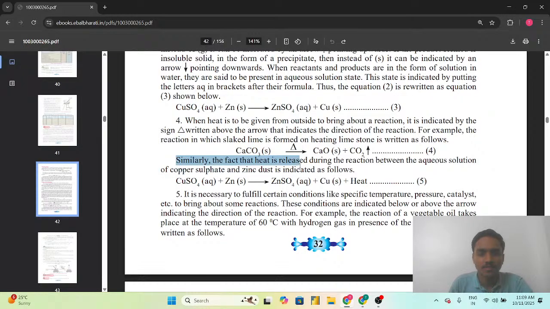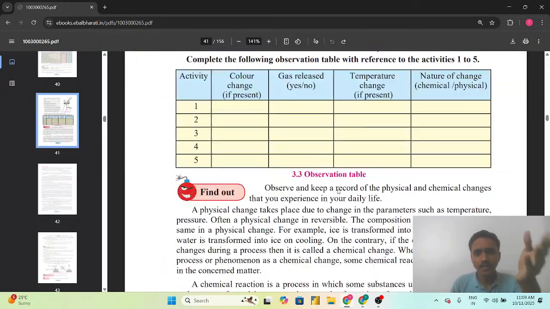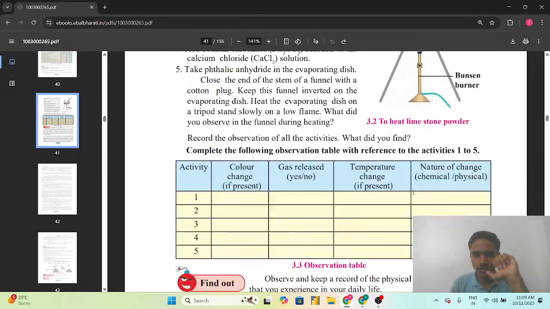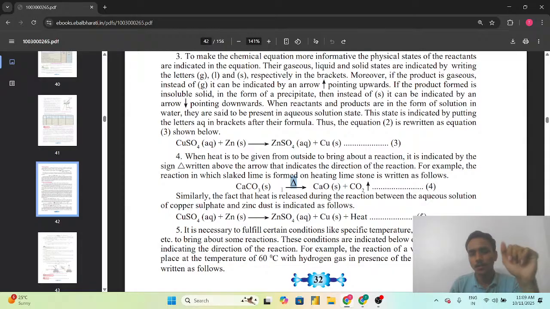Similarly, when heat is to be given from the outside to bring about the reaction, it is indicated by the sign delta. And if we have to provide heat in the reaction, as we have seen above that we require heat as we are using the Bunsen burner here, so we denote it with the delta, the sign written above the arrow, which indicates the direction of the reaction.